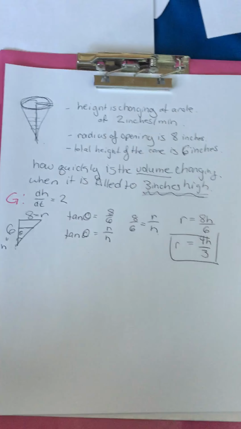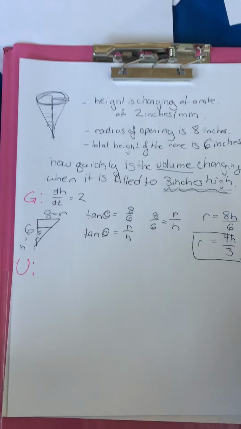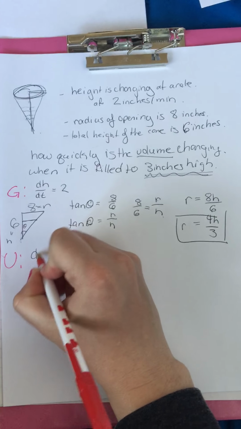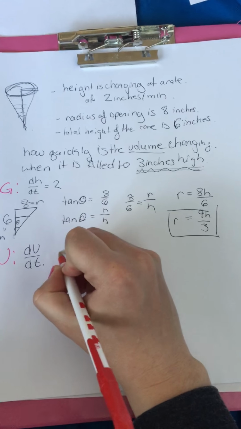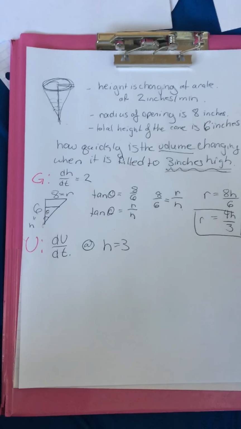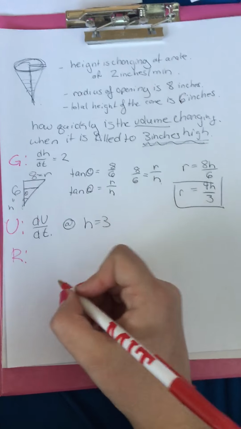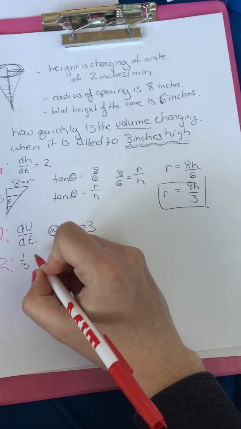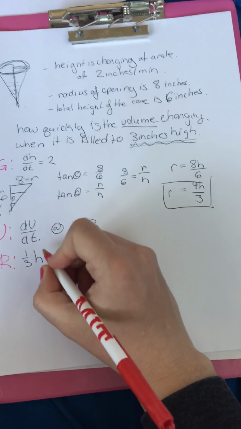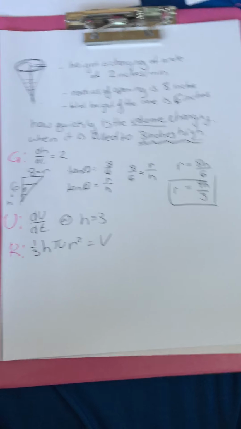That's one of the other things that we know. Now, what are we looking for? What is the unknown? We want to find how much the volume is changing, so dV by dt at height equals 3. So let's find the rate. I'm sure all of you have memorized the volume of a cone, right? I googled this: it's 1/3 h pi r squared.